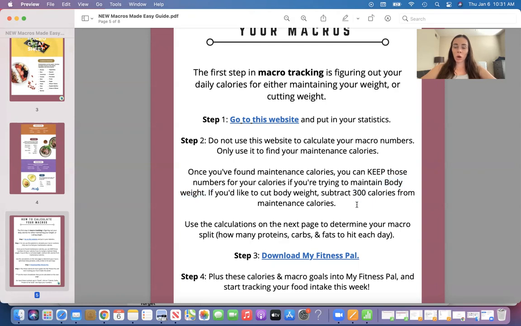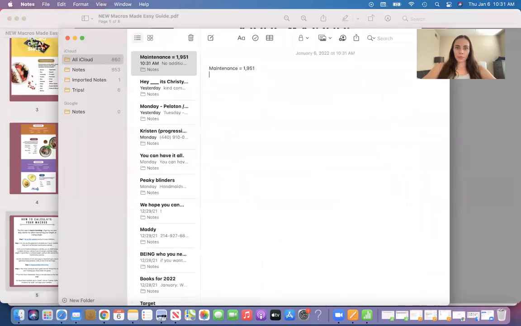For some people, you could go up to 400 or go up to 500. I wouldn't recommend going more than that to start. Okay, this is just a starting point. For myself, I'm going to do 300. So if we open this back up, we know that my cutting calories will be 1651.